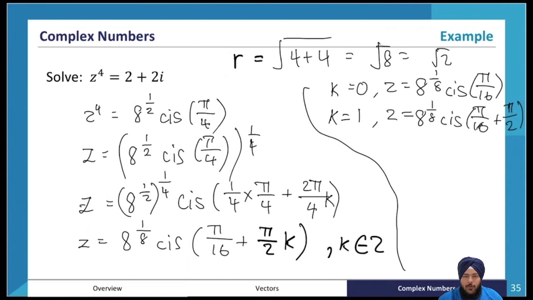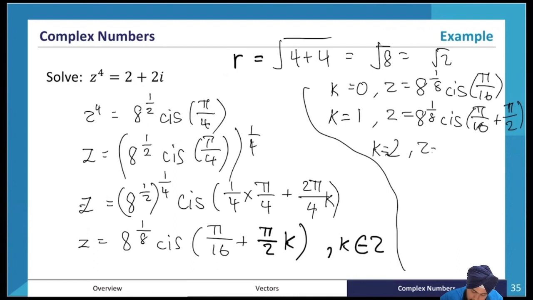Now we need to add pi on 2. So it's pretty straightforward now. Once you've found the first solution, you just need to add pi on 2, pi on 2, pi on 2. But remember, that's only when it's fourth root. When it's cube root, then you add 2 pi over 3, pi over 3... sorry, pi over 3, pi over 3, and so on and so forth. So k equals 1. K equals 2 now.